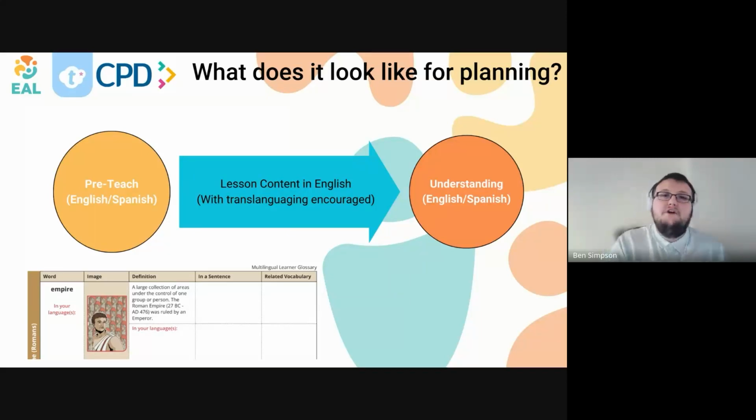So let's have a look at what it looks like for planning. So yeah, exactly, Twinkl symbols. It's a very flexible resource, yeah. So we have a look then at planning.